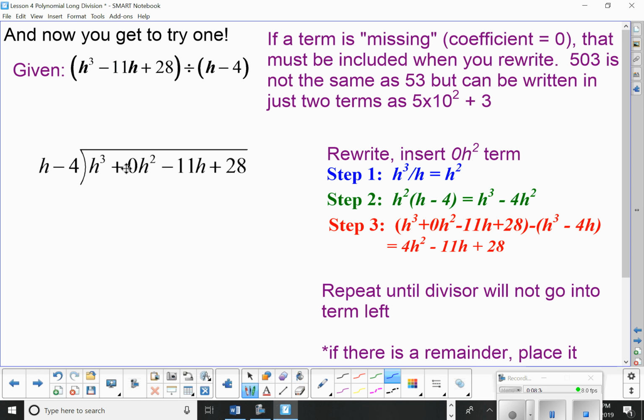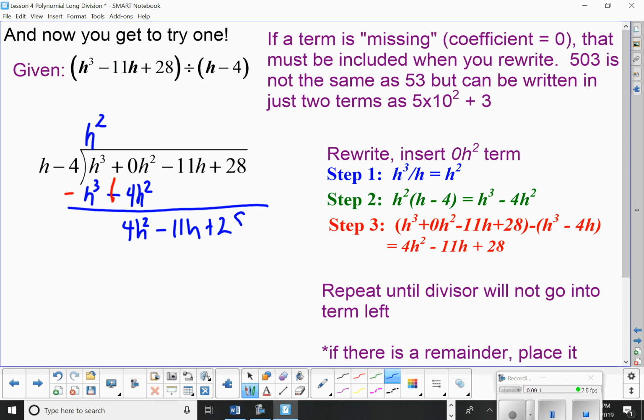Now, I'm going to start it with you. h goes into h cubed, h squared times. h squared times h is h cubed. h squared times negative 4 is minus 4h squared. Now I have to subtract, which means essentially I change all of the signs. This should cancel. 0 plus 4h squared is 4h squared. Bring down the rest of the polynomial. Be careful when you're bringing down the rest of the polynomial, you bring it down correctly.